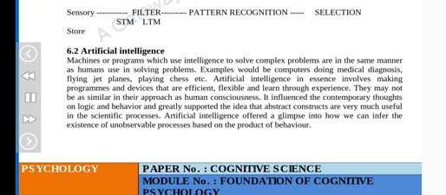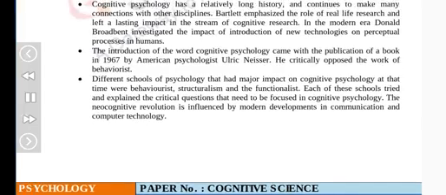It influenced contemporary thoughts on logic and behavior and greatly supported the idea that abstract constructs are very useful in scientific processes. Artificial intelligence offered a glimpse into how we can infer the existence of unobservable processes based on the product of behavior.